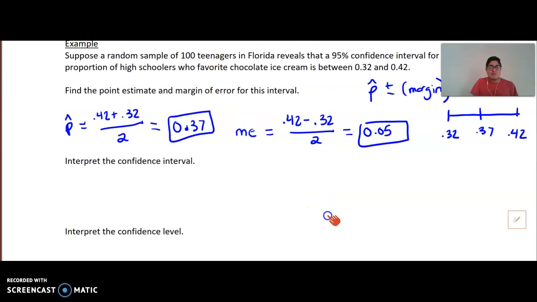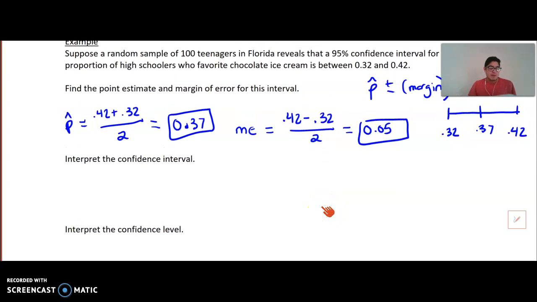The confidence level would sound something like this. In repeated sampling of size 100, 95% of all constructed confidence intervals from this population will capture the true population proportion of high schoolers who favorite chocolate ice cream in Florida. Lots of writing, but we're going to be doing this so much that hopefully it'll start to come more natural. And whether we're doing quantitative or categorical data, the interpretations are still the same.